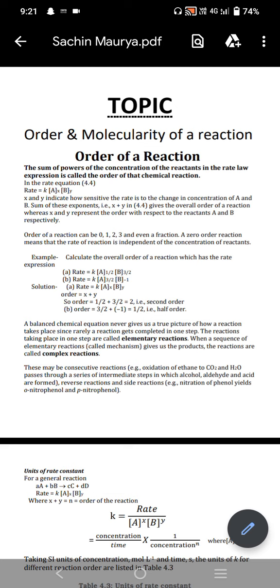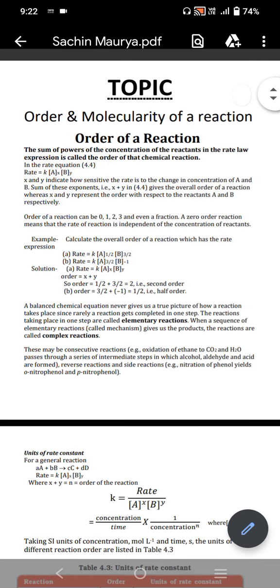X and Y indicate how sensitive the rate is to the change in concentration of A and B. The sum of these exponents, that is X plus Y, is the overall order of a reaction, whereas X and Y represent the order with respect to the reactants A and B respectively. Order of a reaction can be 0, 1, 2, 3, and even a fraction.